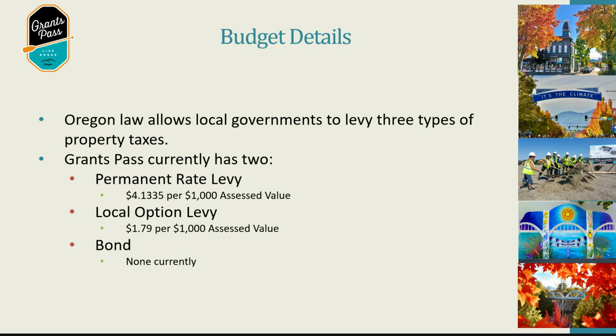So some of the budget details: Oregon law allows local governments to levy 3 types of property taxes. We have a permanent rate at a little over $4. The local option levy is $1.79. And then there is a bond type that we currently do not have. The bond is typically used for capital.